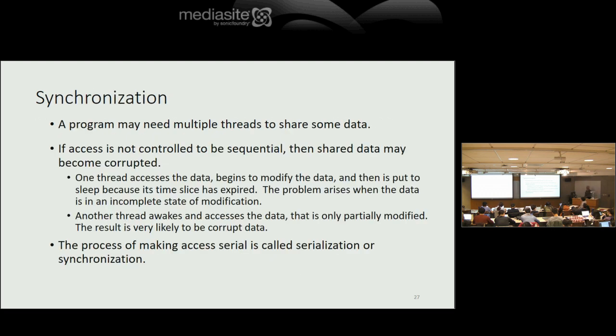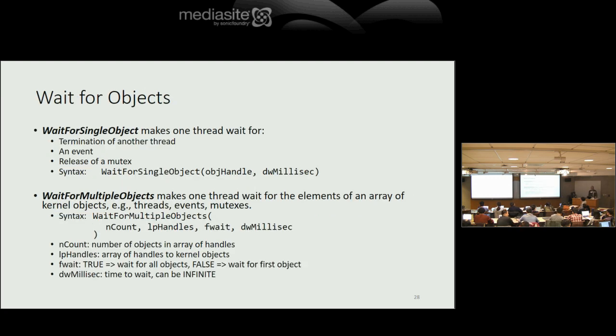Synchronization. A program may need multiple threads to share some data, so we need to control it so that the shared stuff doesn't get corrupted. So one thread accesses the data, and so on. We already talked about that. The process of making access serial, allowing only one thread at a time to access that code, is called serialization or synchronization, and we do that with a lock.